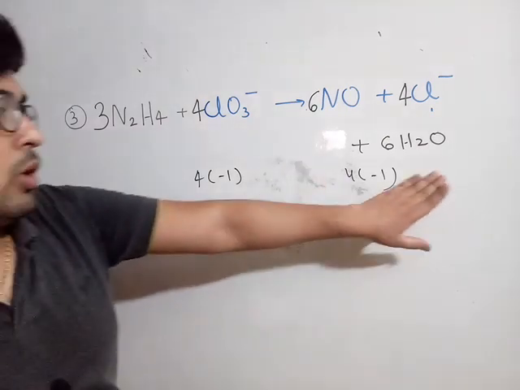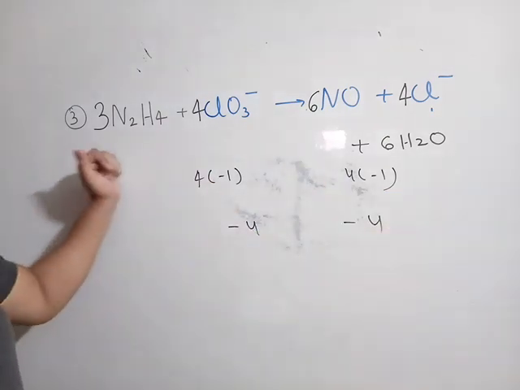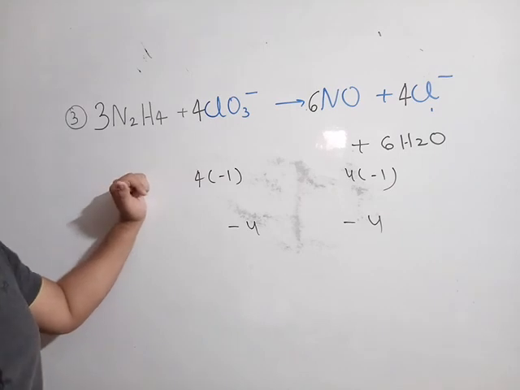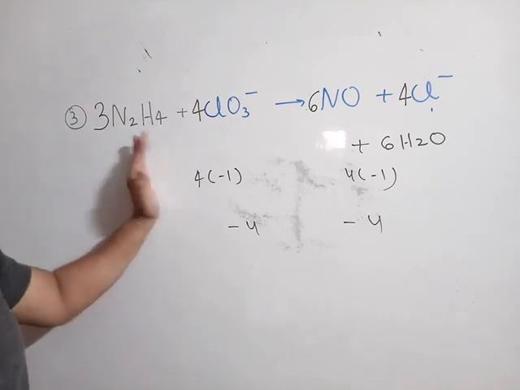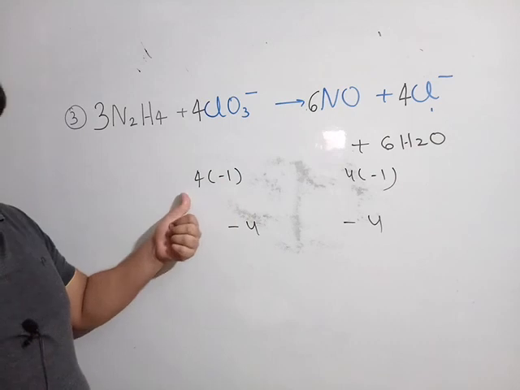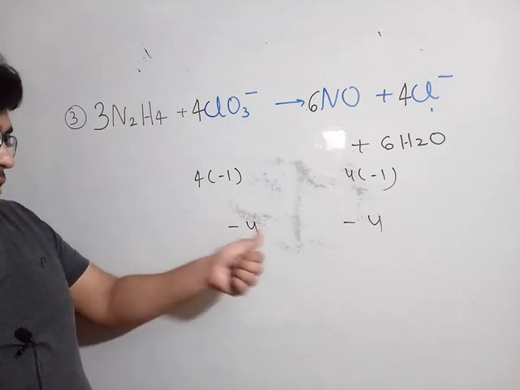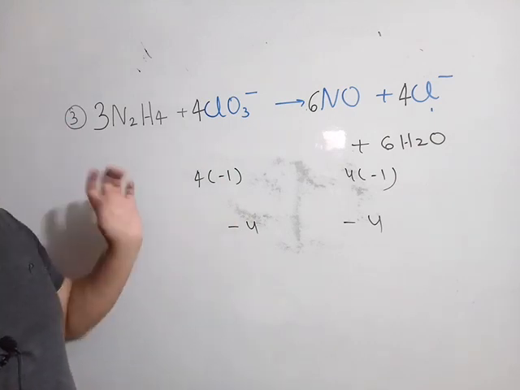Our next lecture will be on balancing by the half reaction method, or ion electron method. That is much easier than this method, but it is lengthy.